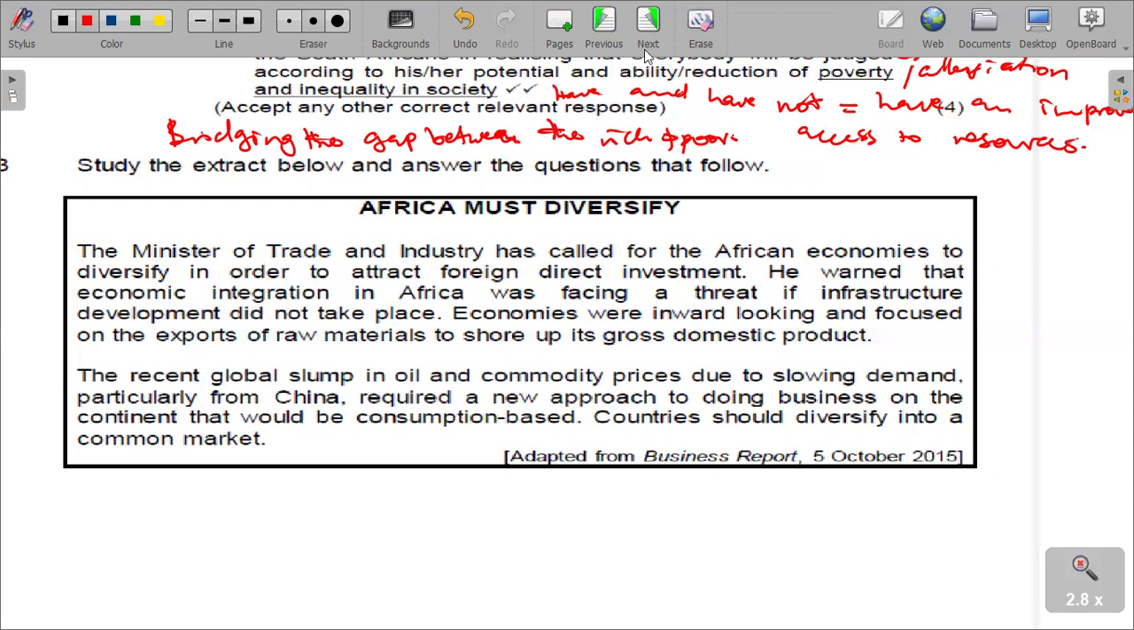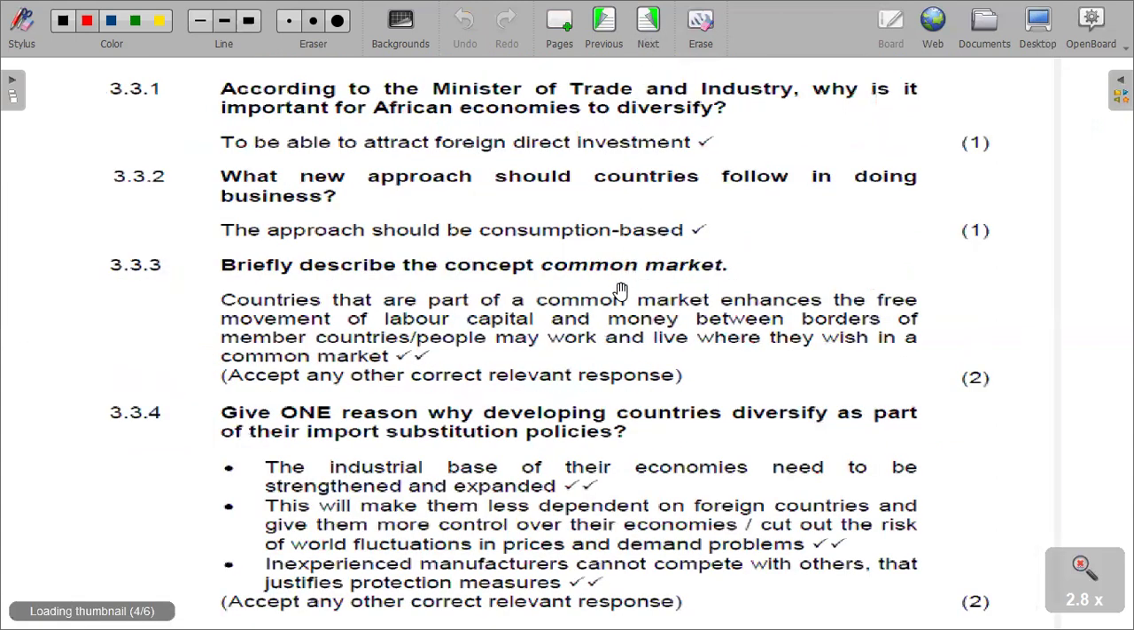That is the question. So, I mean, the context. According to the Minister of Trade and Industry, why is it important for African countries to diversify?